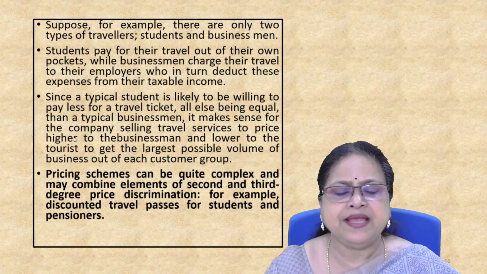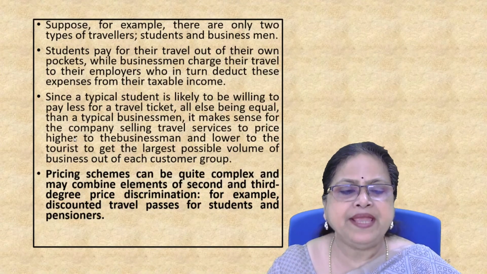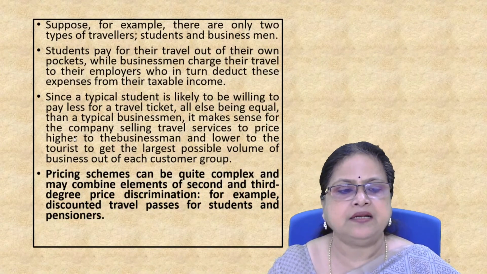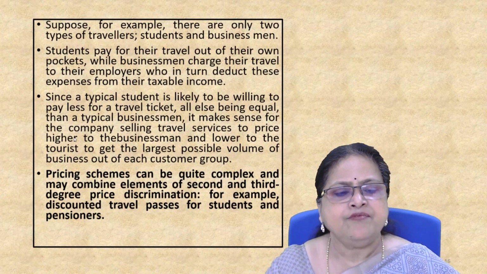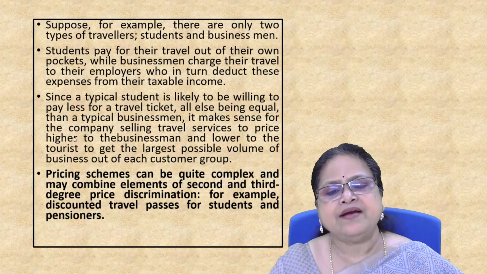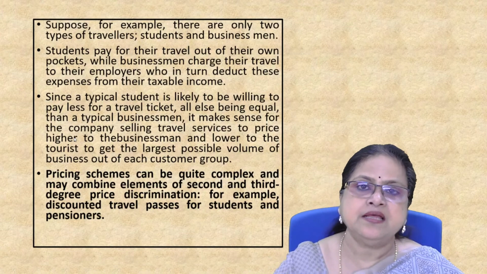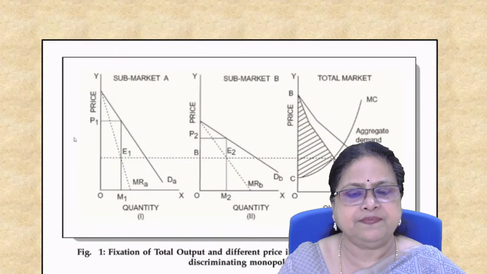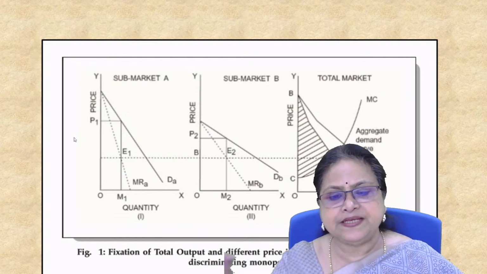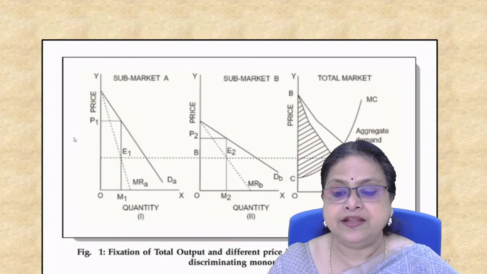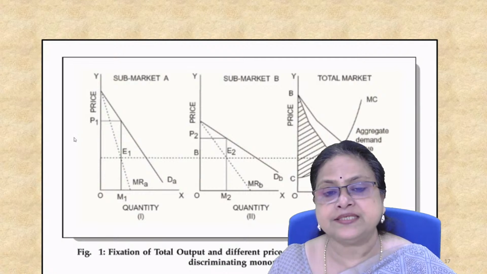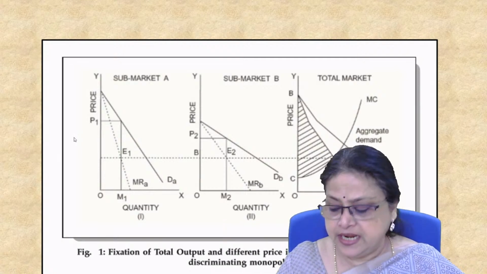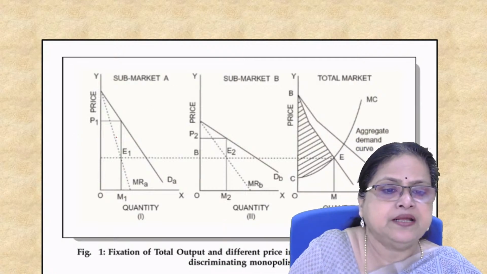The pricing scheme can be quite complex and may combine elements of second and third degree price discrimination. For example, discounted travel passes for students and pensioners combine both second degree and third degree price discrimination. This is the fixing of total output and different prices in the two sub-markets. I have got this from the internet.